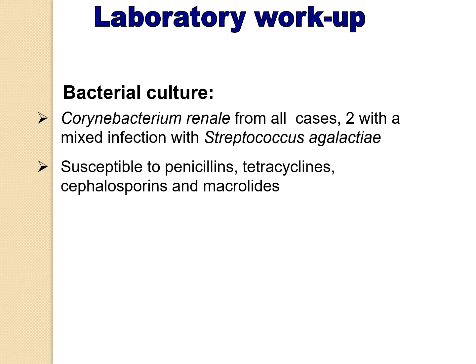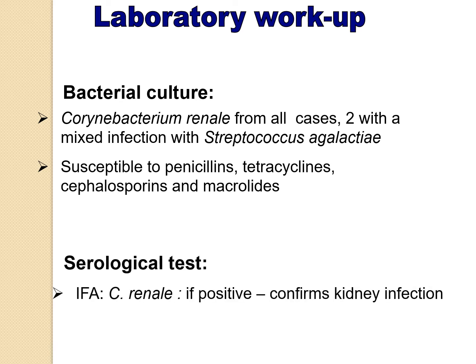An alternative to culture is sometimes a serological test. An IFA, indirect fluorescent antibody test, exists by which Corynebacterium renale kidney infection can also be confirmed. However, if this route is taken, an antibiogram is not available because a live culture is required.